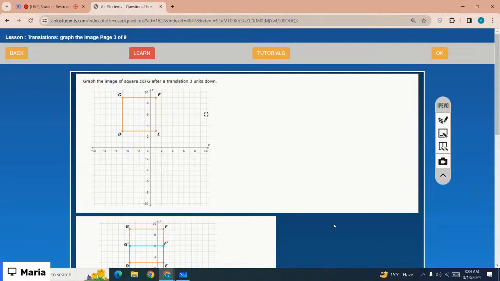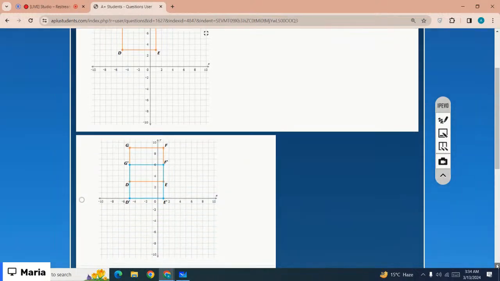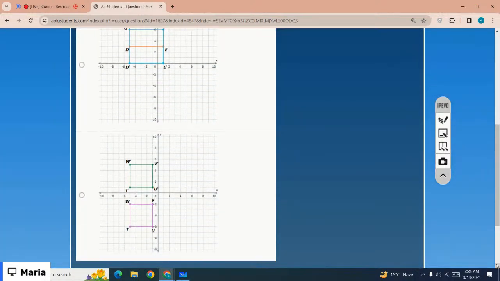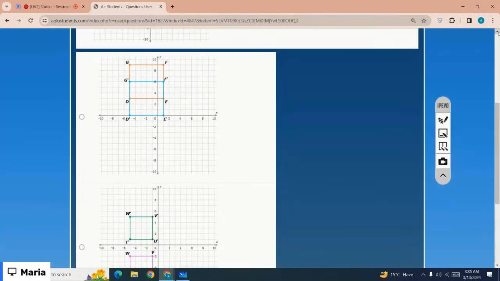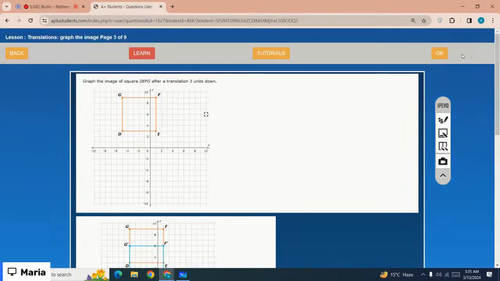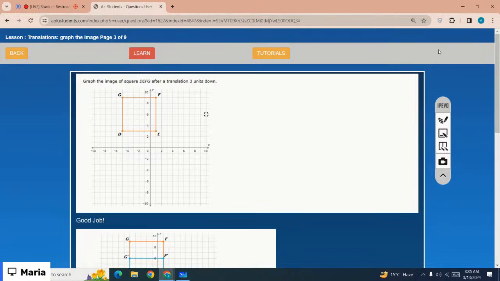Graph the image of square DEFG after a translation 3 units down. So which is the correct option? Option 1 or option 2? Option number 1 is the correct option. Here is the image you move 3 units down. So option 1 is the correct option.